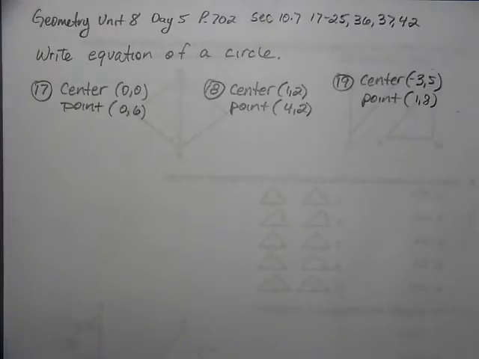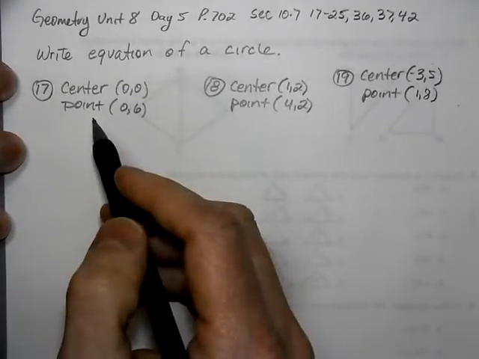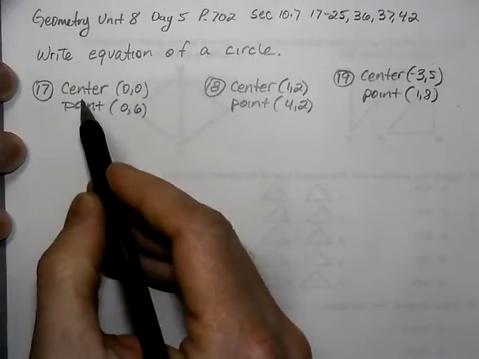This is Geometry Unit 8, Day 5 homework. This is the second day that we're working with page 702. We're writing equations of a circle.